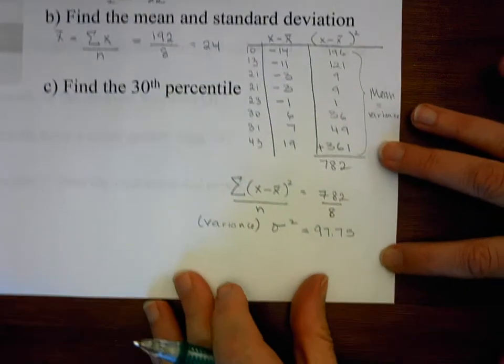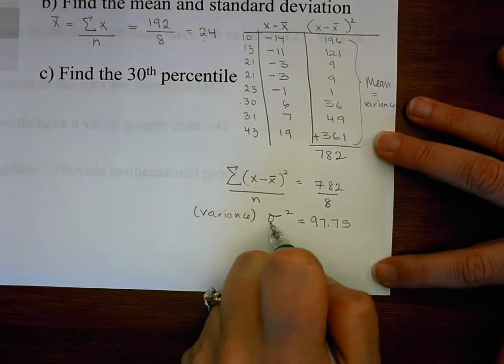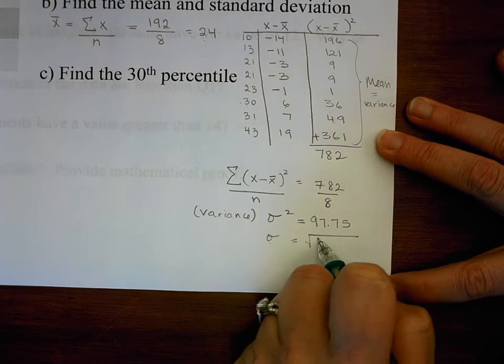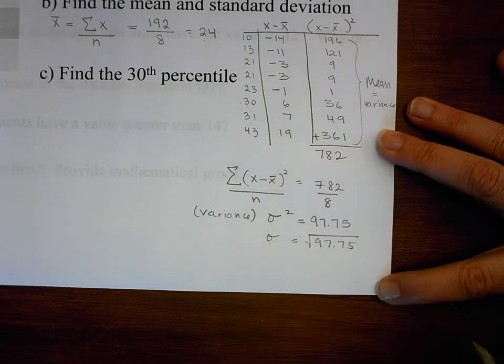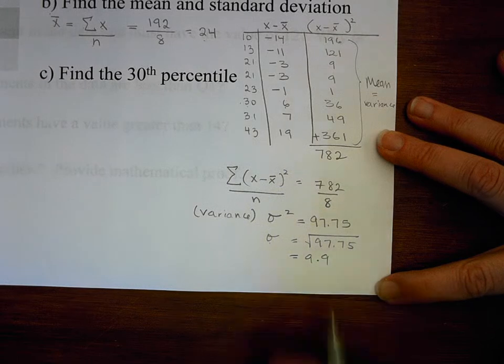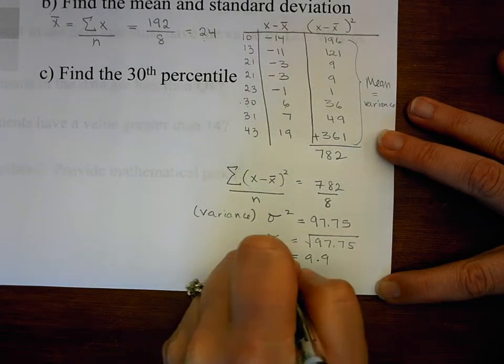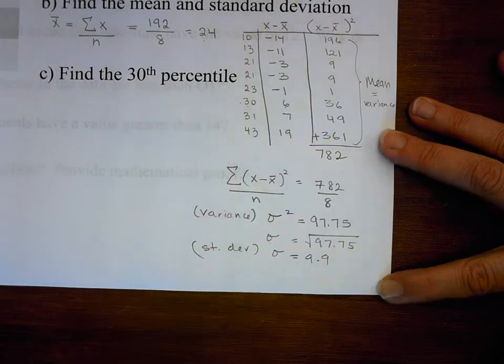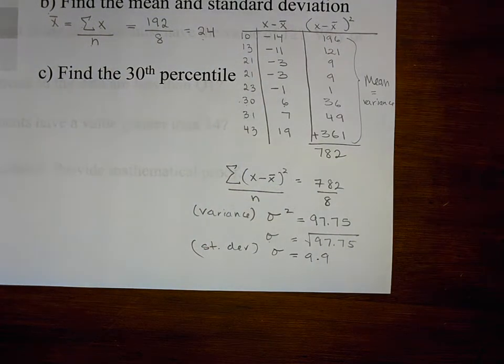And then to find the standard deviation, I want to get just sigma. So standard deviation is going to be the square root of 97.75, or about 9.9. And so that's the standard deviation there. Okay, so there's part B, the mean and the standard deviation.